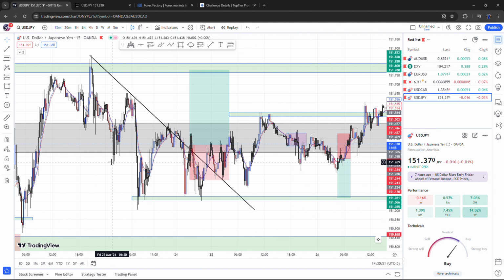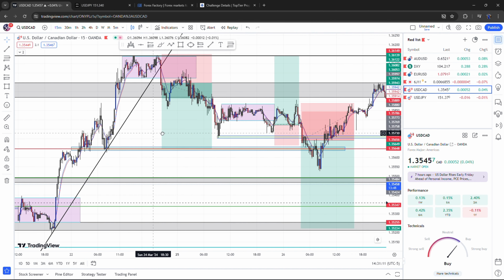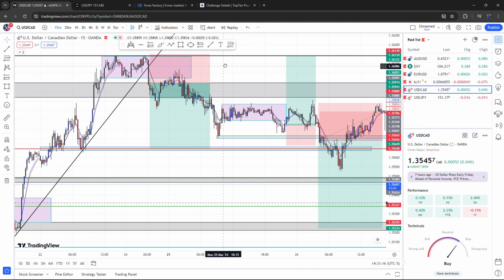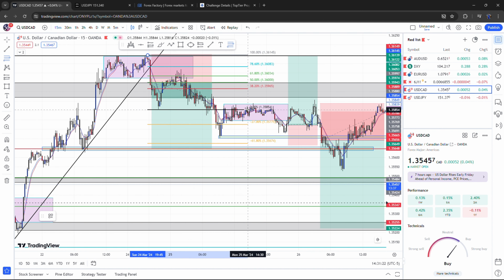But that's okay, because I only took this trade and my psychology was still intact, and I didn't take that many more trades this day. So moving on to the USD CAD trade I took this day. This was a simple setup which we can use the Fibonacci extension to see how I was able to find this setup and take this trade.